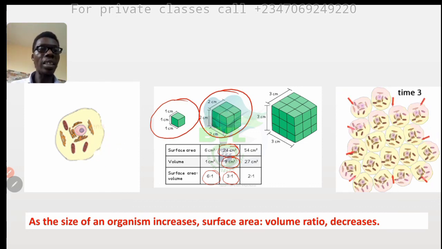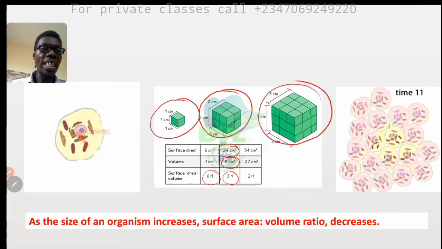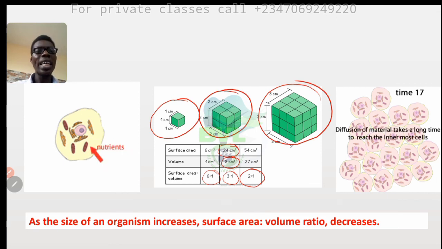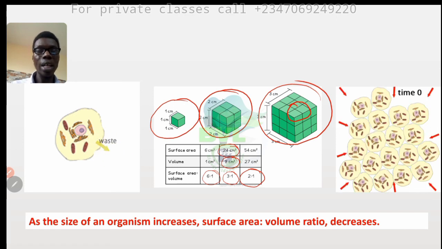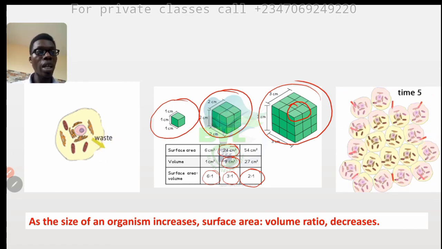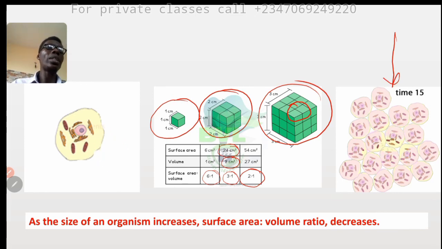Then look at this one here. The surface area to volume ratio has reduced to 2. So that means the cells in the center will not easily have the nutrients reach them. Even look at this one here. Let's say this is a multicellular organism. Diffusion can take place, but it takes a longer time. Look at the time taken. Diffusion of material takes a long time to reach the innermost cell.